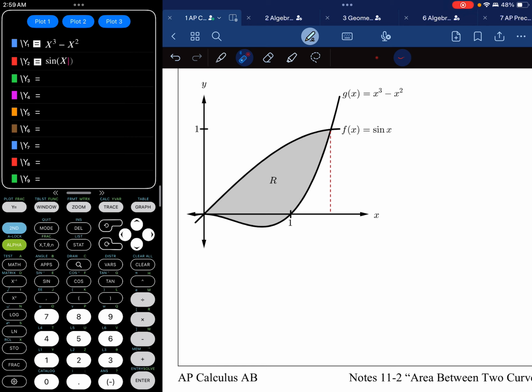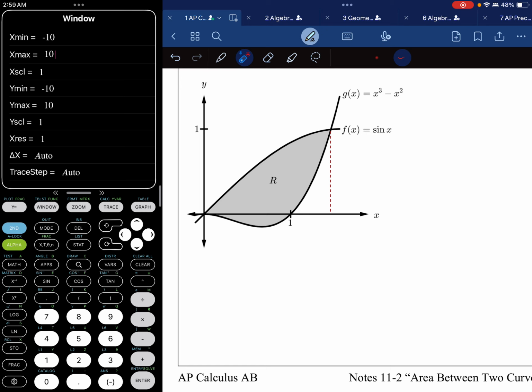And I can kind of guess what my bounds are. If you have no idea, usually the bounds are underneath 10. Very commonly, they're underneath 2. They're usually in the 1 to 2 range, if you had to guess, but definitely underneath 10. So I'm going to say my window's x max I'm going to change to 2, and my x min I'm going to change to 0.